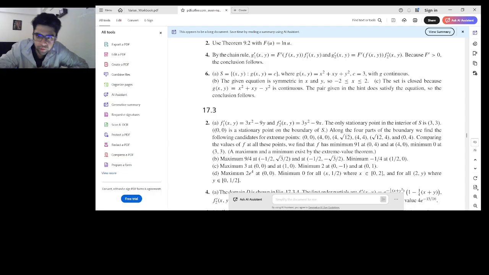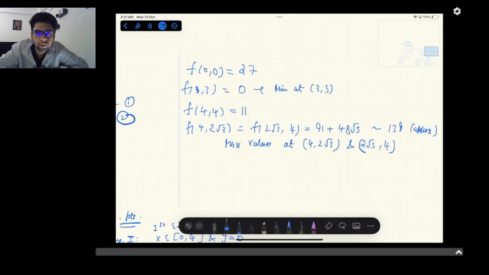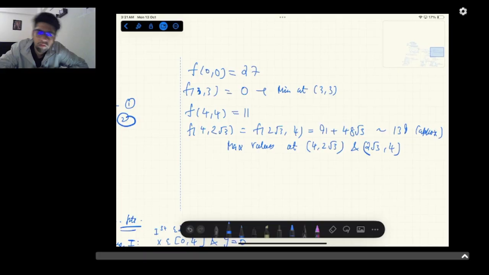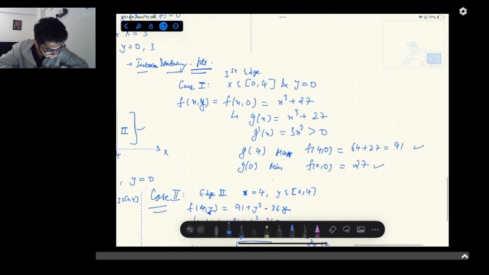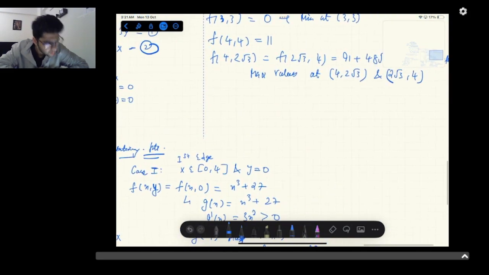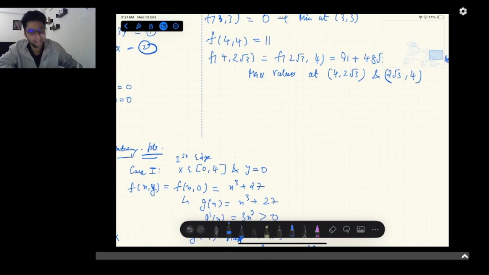Returning to our solution. If I put 4 comma 2 root 3, so is 2 root 3... so yeah, let me just show you guys something.